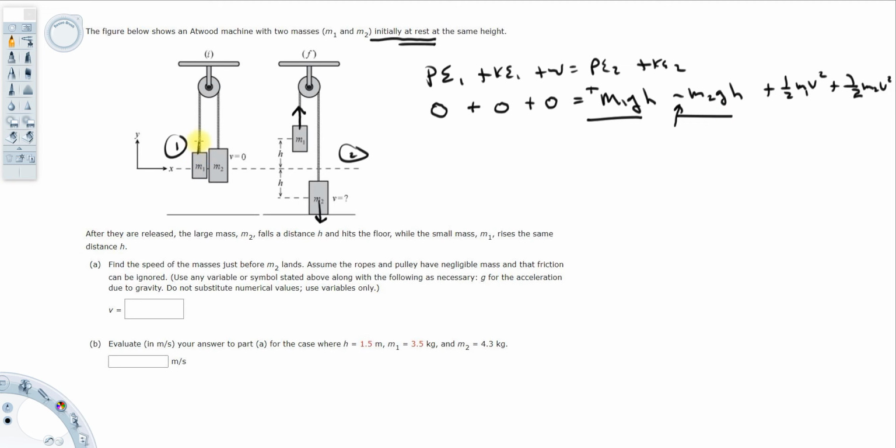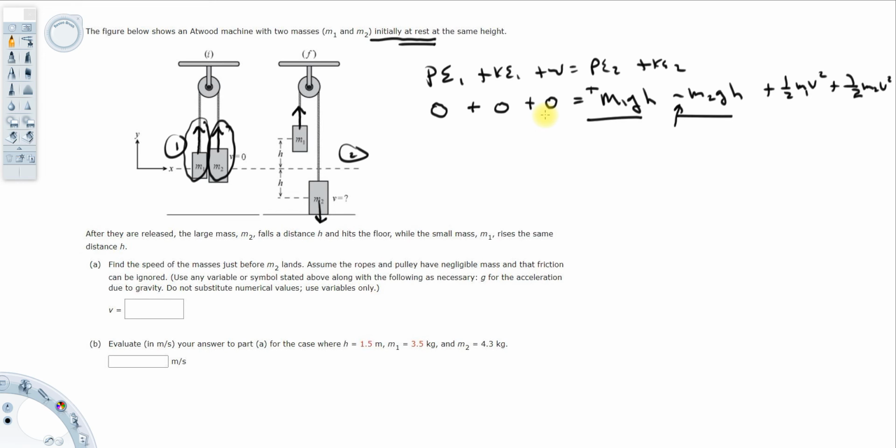The tension in this rope is upward. The tension over here also upward. And when this object moves up, that tension does positive work. When this object moves down, the tension does negative work. And the net work done by the tension is therefore 0. And there's no other forces to worry about in this problem. So that's why the work term is 0.